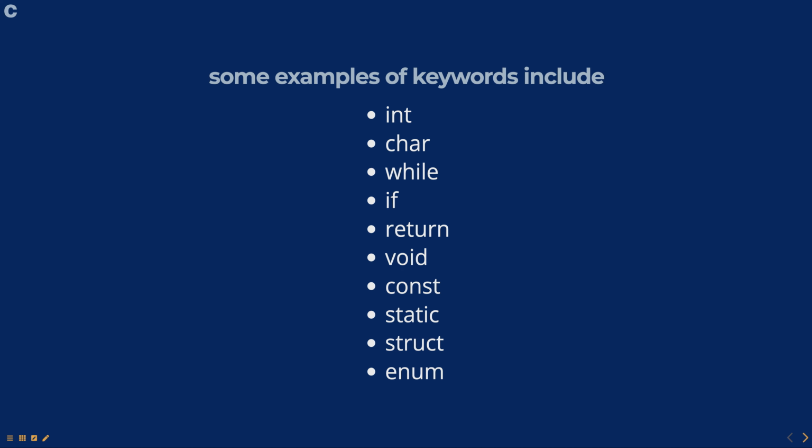Const, used to indicate that a variable's value cannot be modified. Static, used to indicate that a variable or function has a fixed memory location. Struct, used to define a structure. Enum, used to define an enumerated type. These are just a few examples of the many keywords available in C.